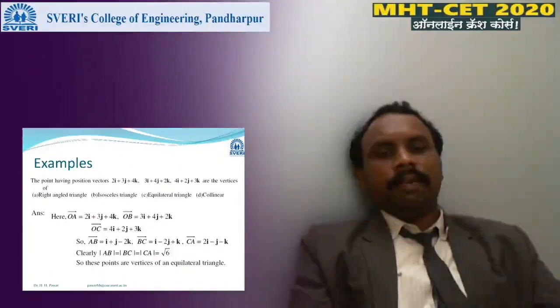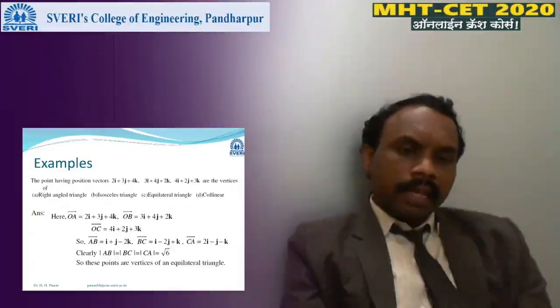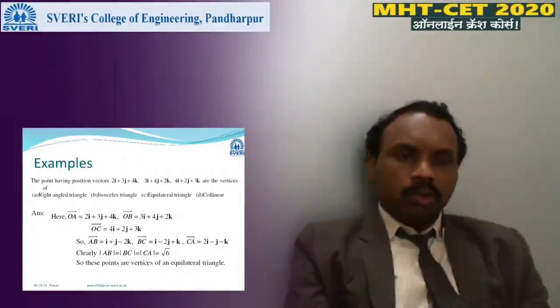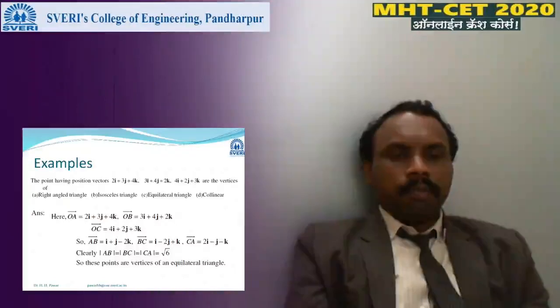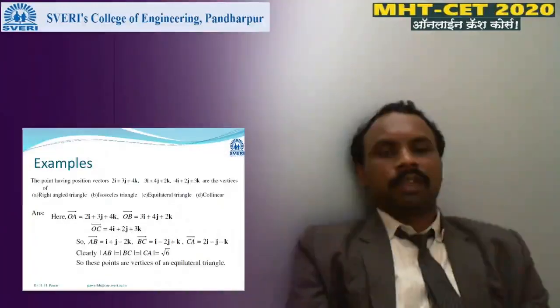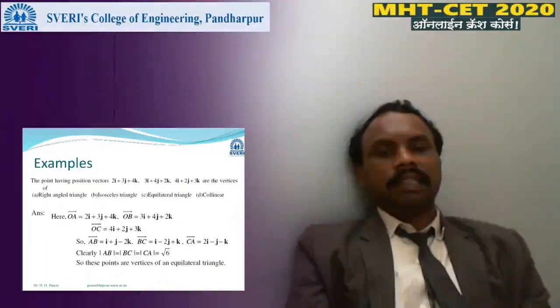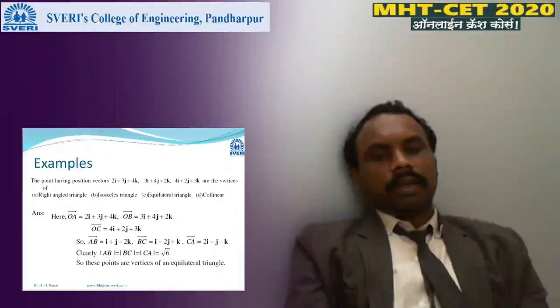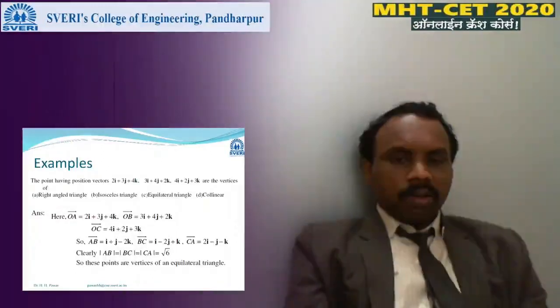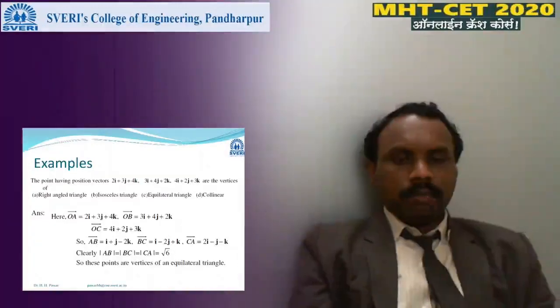The points having position vectors 2i plus 3j plus 4k, 3i plus 4j plus 2k and 4i plus 2j plus 3k are the vertices of. Here consider the first vector as OA bar, the second vector as OB bar and the third vector as OC bar.